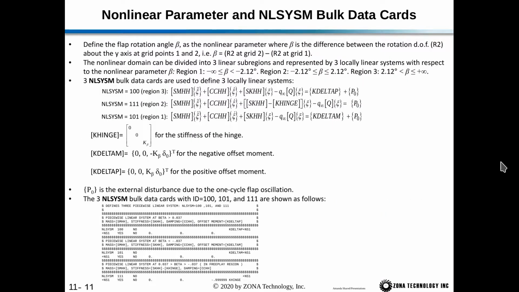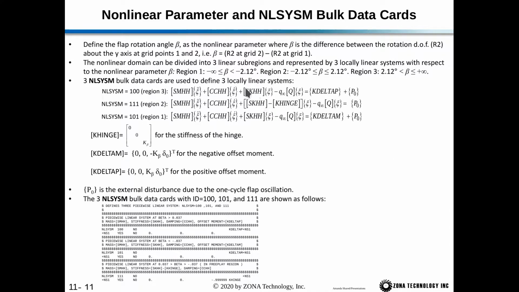Next, we'll look at the nonlinear parameters in the nonlinear system matrix bulk data cards. So we need to define the flap rotation angle beta as the nonlinear parameter, where beta is the difference between the rotation degree of freedom, R2, about the y-axis at grid points 1 and 2. That is, beta equals rotation about the y-axis at grid 2 minus rotation about the y-axis at grid 1. And then the nonlinear domain can be divided into 3 linear subregions and represented by 3 locally linear systems with respect to the nonlinear parameter beta.